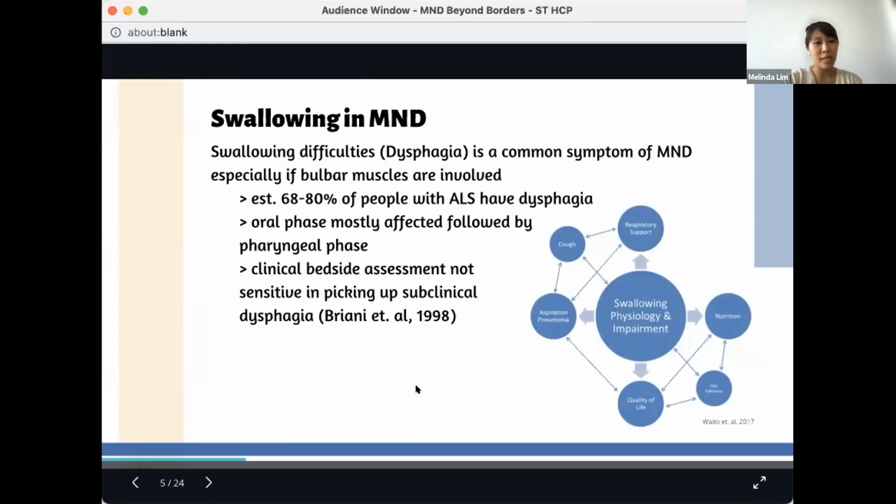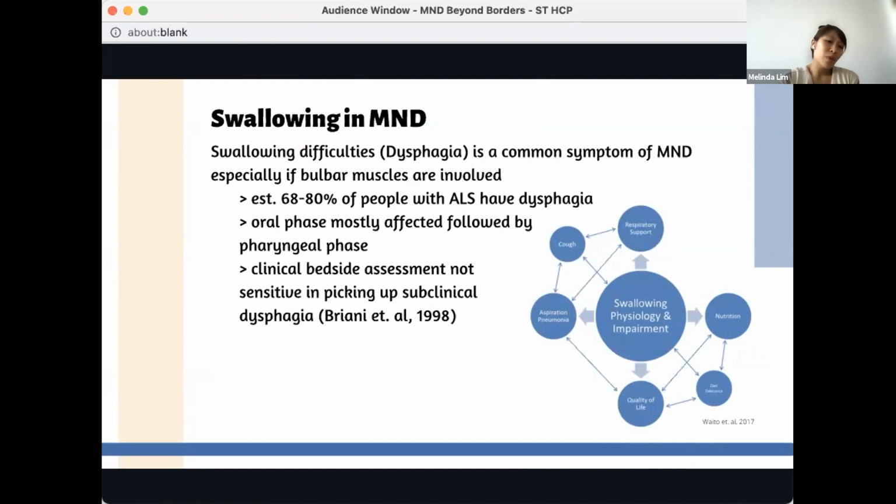Having a tracheostomy or being on mechanical ventilation can then affect how this system can work overall. So let's talk a little bit about swallowing in MND. Swallowing difficulties or dysphagia is actually a common symptom of MND, especially if bulbar muscles are involved. An estimated 70 to 80% of people with ALS have dysphagia, and usually it's the oral phase that's affected first, followed by the pharyngeal phase.